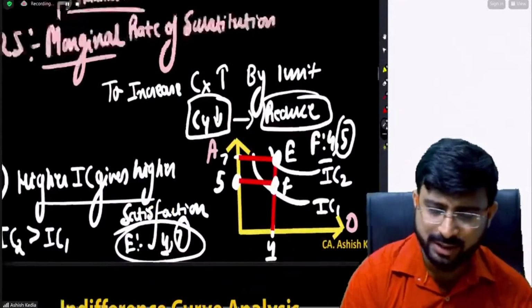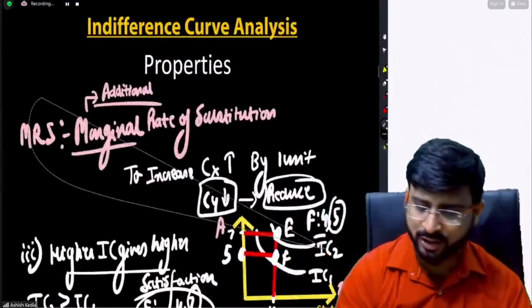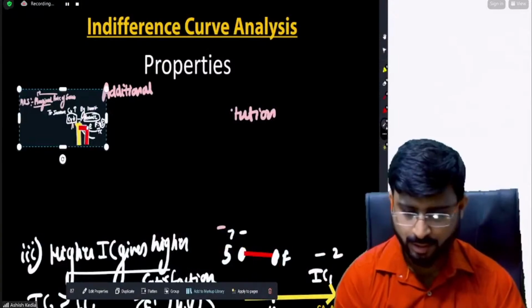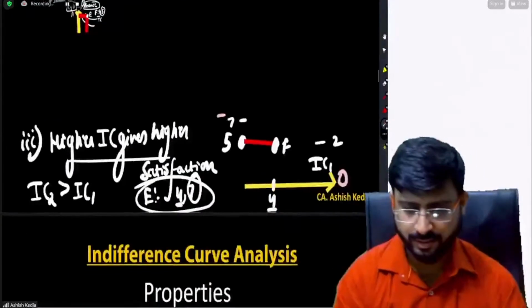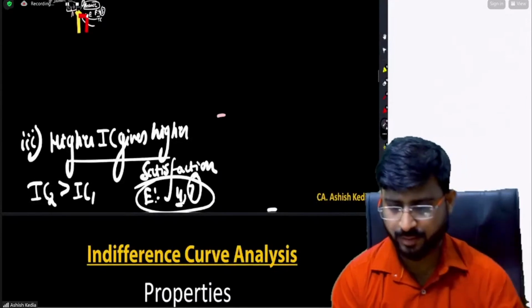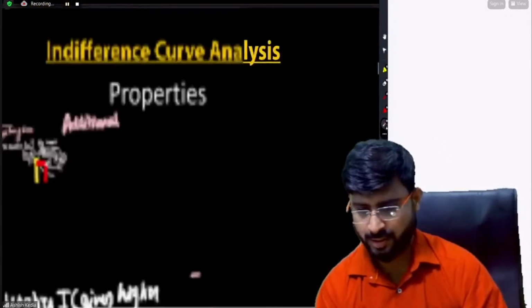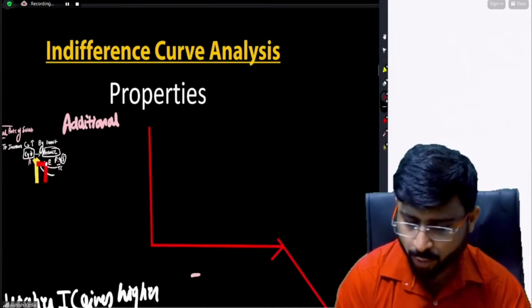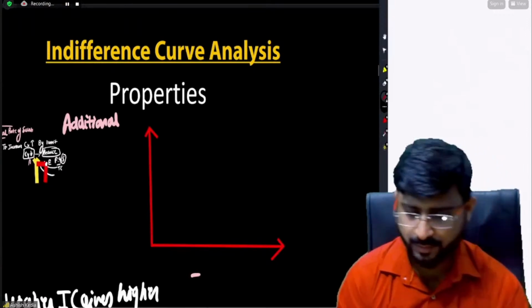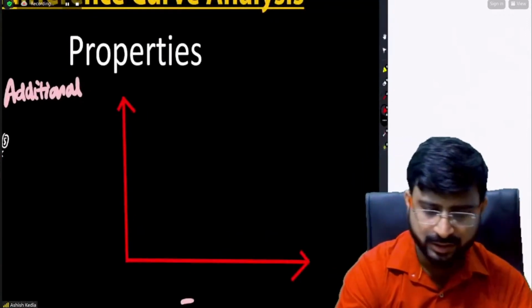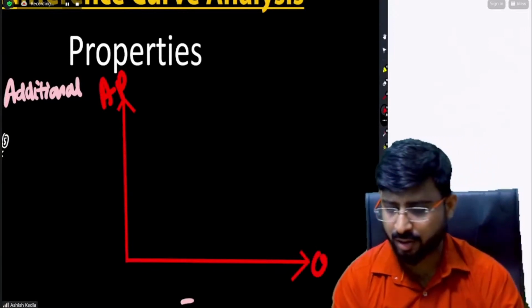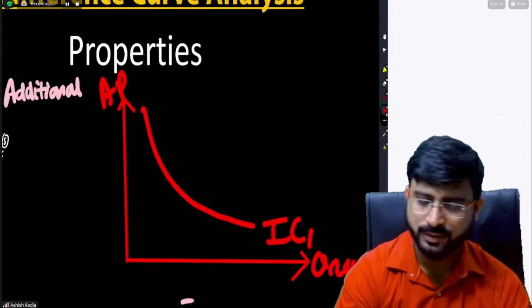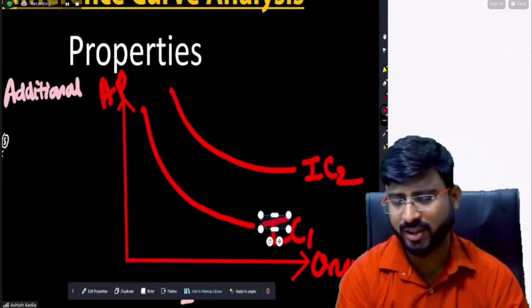Why, sir? Okay, I will elaborate it for you. Don't worry, I am explaining this point. I am redrawing the diagram. Have a look here. I have drawn a curve here. I hope all of you are able to see it. Suppose I draw here apple, here oranges. Now I have drawn two indifference curves, IC1, IC2. The question is which one is better?